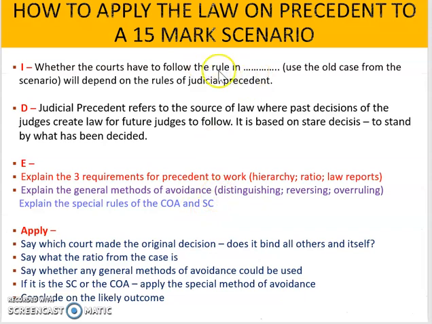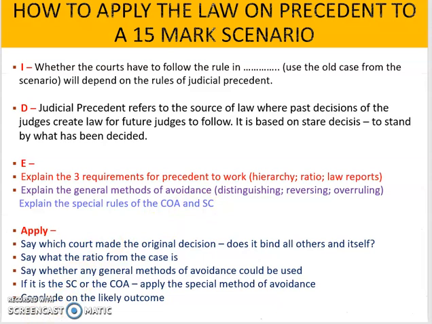You're then going to explain the different methods of avoiding precedent, so explaining that sometimes a court, like in your scenario, doesn't want to follow a past precedent, so you need to explain what they might be able to do in order to avoid it. So you'd explain distinguishing, reversing, overruling with the cases from your booklet. And then you would also need to explain the special rules for the Court of Appeal overruling its own past decisions, and also the Supreme Court overruling its own past decisions. So that would be by using Young and Bristol Aeroplane or the practice directions 3 and 4.